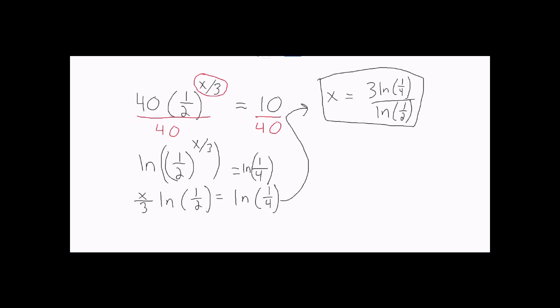Okay. So let's take a look at number 5, I believe. 200 over 5 plus e to the negative x equals 6.